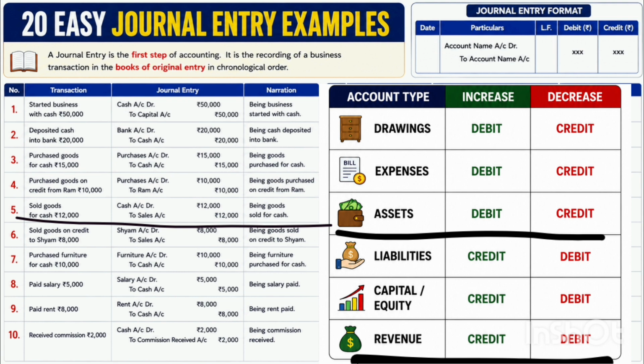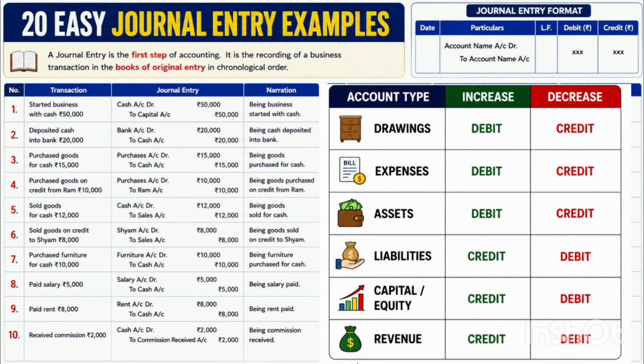And sales, it is an income. Just like purchase is an expense with a debit balance, income has a credit balance. So sale is an income, so here our income is getting increased, so we have to record it in the credit side. So what will be the journal entry? Cash account debit to sales account.